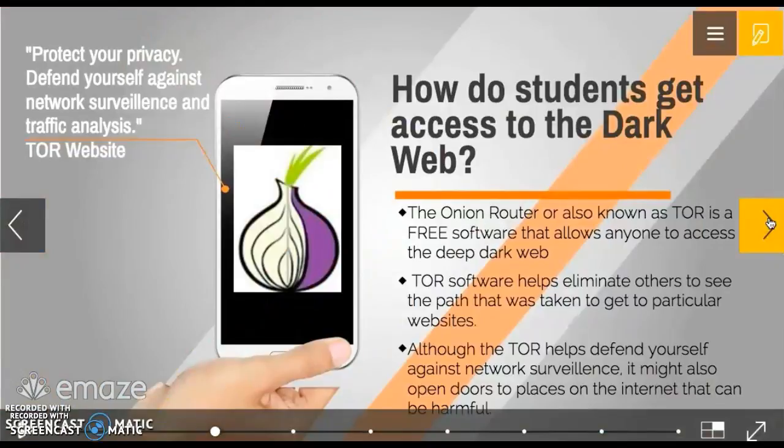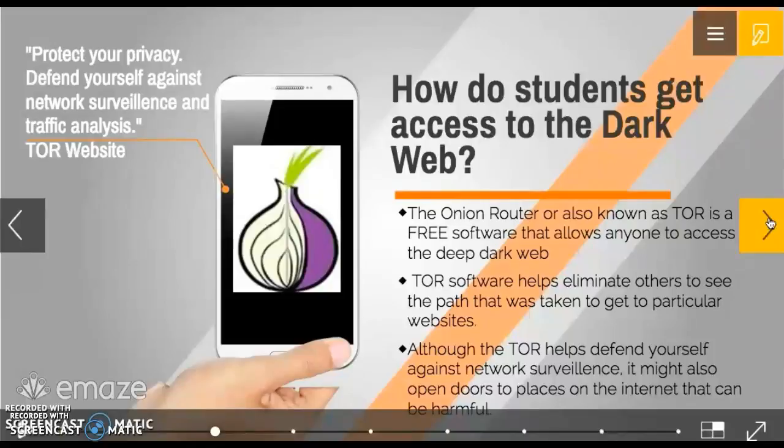So how do students get access to the dark web? Well, online, there's a tool called Tor, which stands for The Onion Router, and it gives people free software that allows anyone access to the deep dark web. Now, I thought it was interesting that on their website, it had this quote to the left that says, "Protect your privacy, defend yourself against network surveillance and traffic analysis."